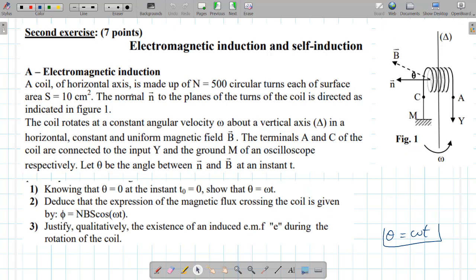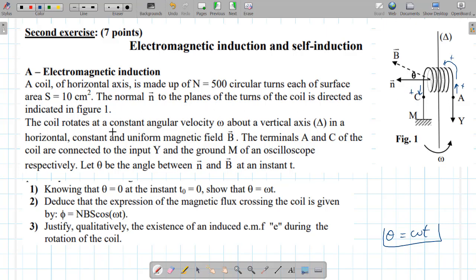A coil of horizontal axis is made up of 500 circular turns, each of surface area 10 cm squared. The normal N to the planes of the turns of the coil is directed as indicated in figure 1. فإذا turns رح بيكون إذا طبقنا right hand rule بيكون positive direction بهيدا الاتجاه، يعني like this. هذا ال positive direction، يعني here positive direction up, on here positive direction down.